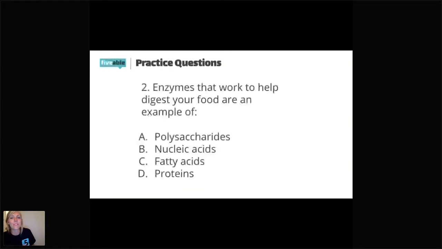Number two, enzymes that work to help digest your food are an example of: A, polysaccharide, B, nucleic acid, C, fatty acid, D, protein.